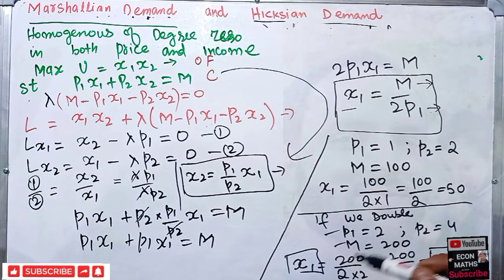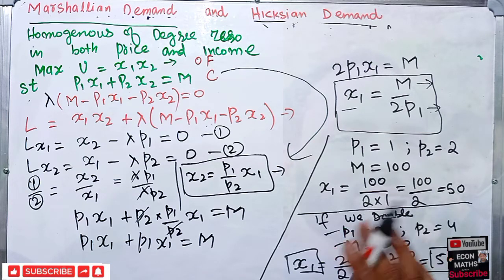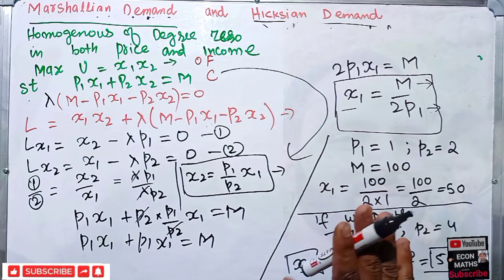This is called homogeneity, homogeneous of degree 0, and the Marshallian demand function is homogeneous of degree 0. That simply means if we double the income and price, quantity demanded will not change.